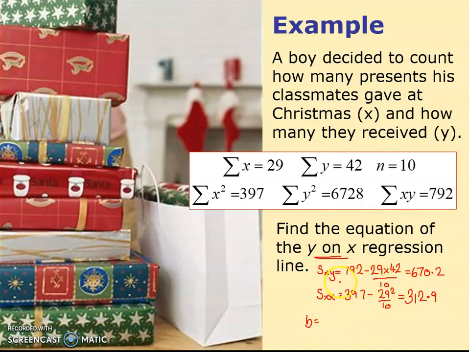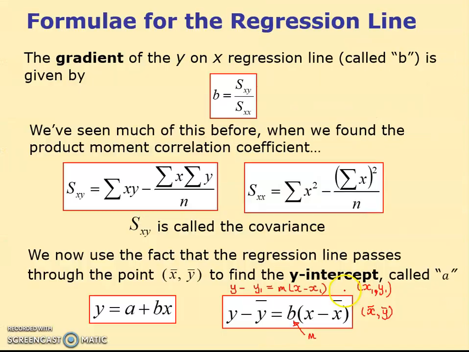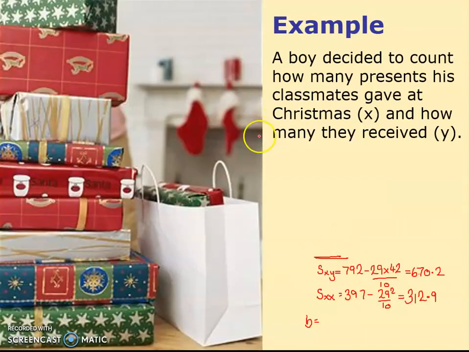Now to get my b, it's very simple. If you look at the formula from before, it's just Sxy divided by Sxx. So it's 670.2 divided by 312.9. And that sounds about 2-ish. 670.2 divided by 312.9, and I get 2.14. So I get a value for my b. That's actually the easy one. So I'm going to write up here b equals 2.14, allowing for a bit of rounding errors, which I might get in a bit.